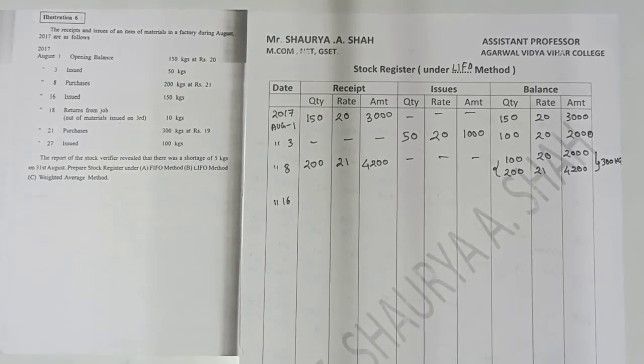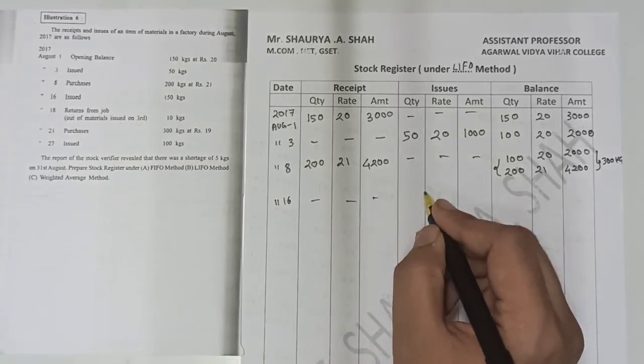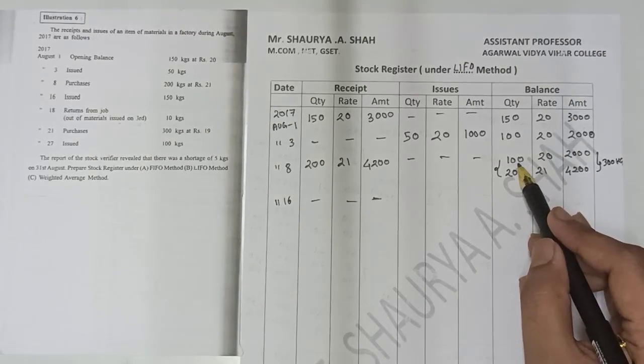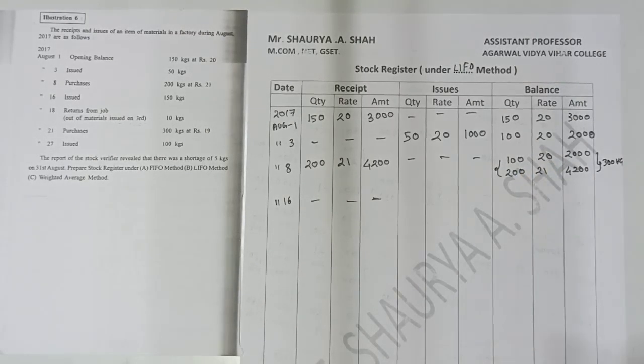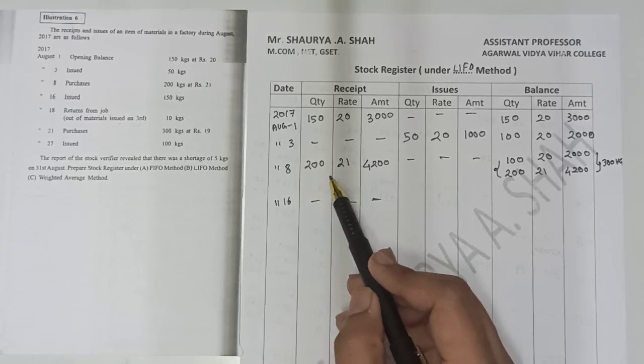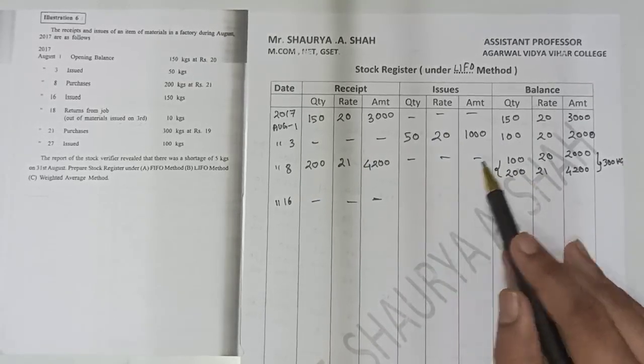On 16th of August you are issuing 150 kg. So in receipt I'll put a dash, issuing 150 kg, right? Now in FIFO, why I am comparing both the methods, so that you are not confused and you are clear with that part, right? In FIFO we gave from 100 first and 50 from this. It is LIFO, last in first out. The person who came last, so who came last? 200 kg, right?